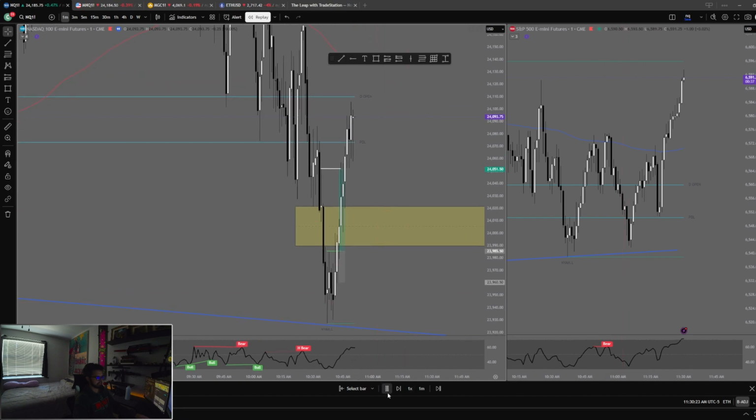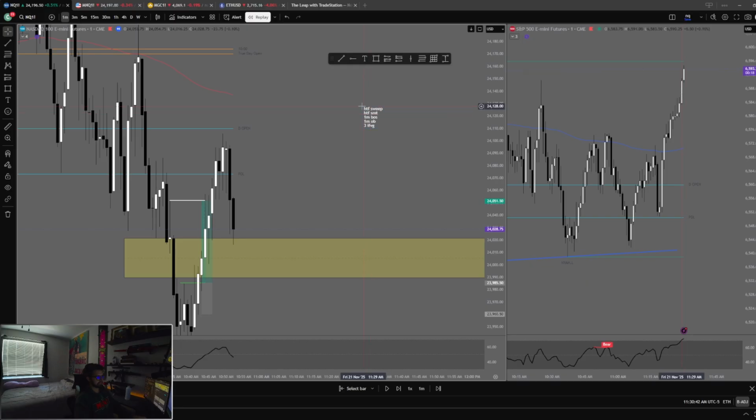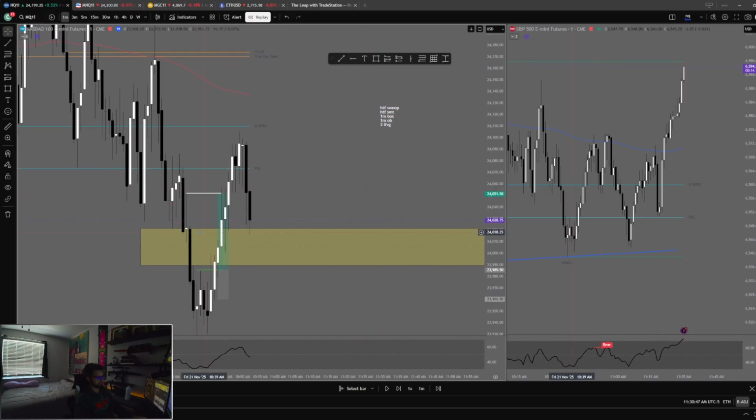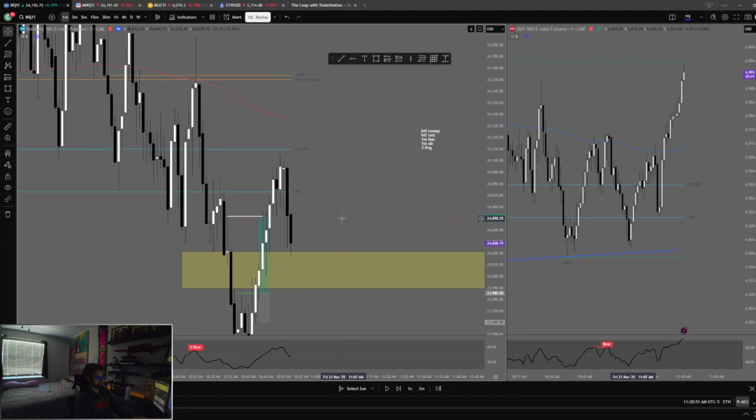Just to go over what that was: we had a high time frame sweep, high time frame SMT, 1-minute break of structure, 1-minute order block, and 3-minute IFPG. More or less, I entered just off of these first four confluences, because when that 3-minute IFPG formed, it pretty much hit TP at that same moment.